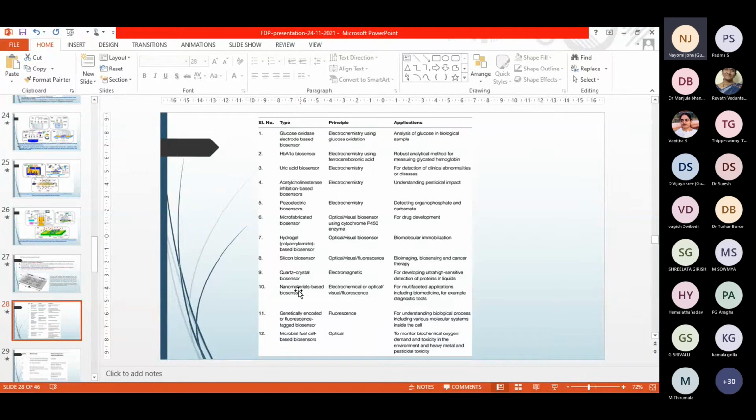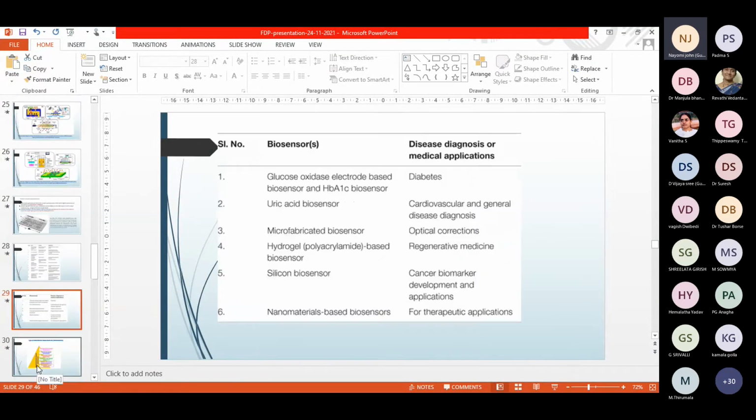I have removed the references, and these are the biosensors which are used for disease diagnosis or medical applications. For example, the glucose oxidase electrode based biosensor or the glycosylated hemoglobin biosensor. As everybody knows, it is useful for diabetes. In the same way, the uric acid biosensor is very useful for cardiovascular and general disease diagnosis. Nanomaterial based biosensors for therapeutic applications.